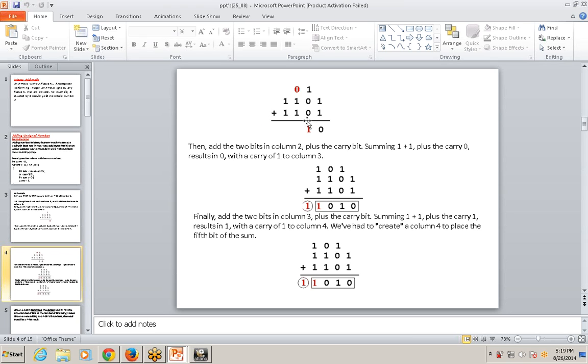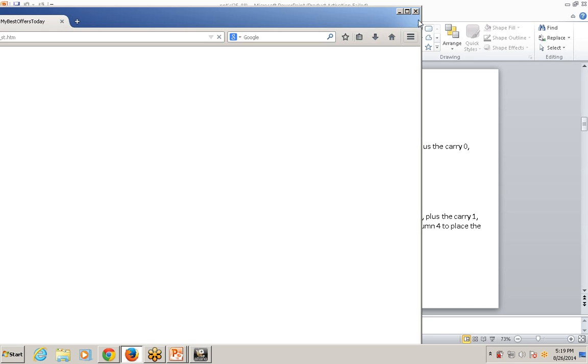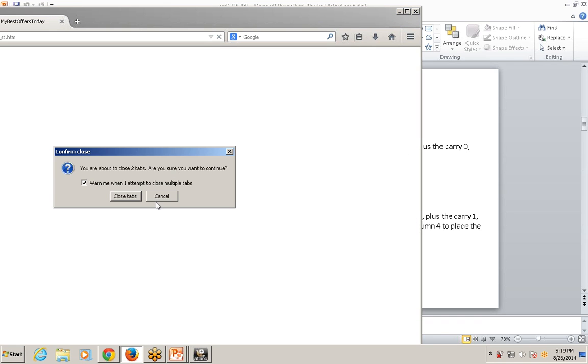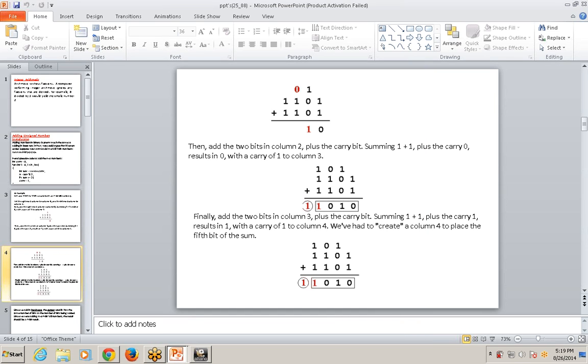This is the next one. Then add the 2 bits in column 2. First of all, add the 2 bits in column 1, and the carry is 0 because there is no carry. Now add the 2 bits in column 2 plus the carry bit. Summing 1 plus 1 plus the carry 0 results in 0 with a carry of 1 to column 3. Suppose I add 1 plus 1, that is 0, 0 plus 0 is 0 and the carry is 1.